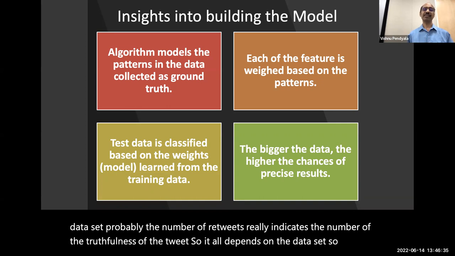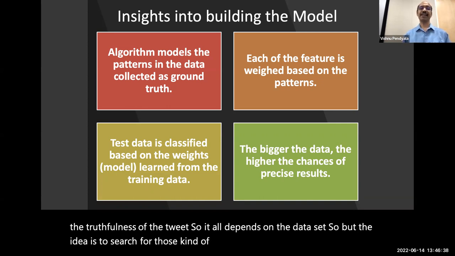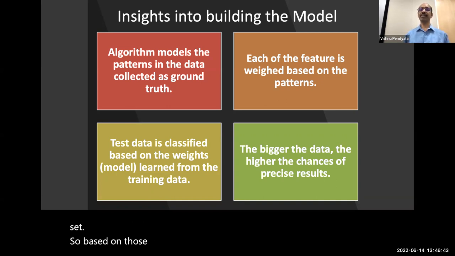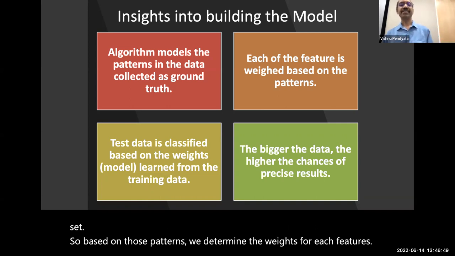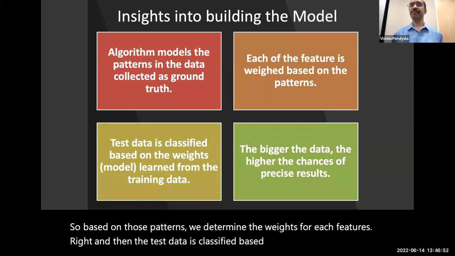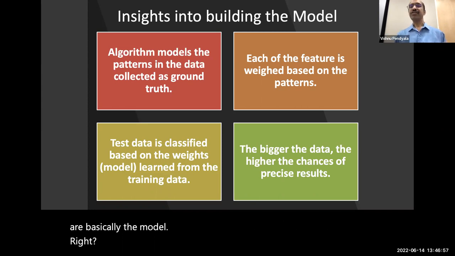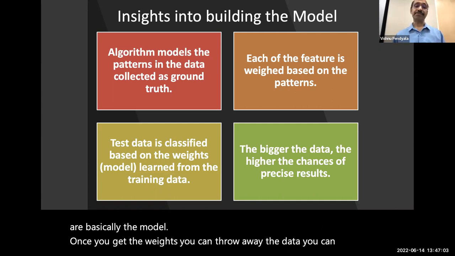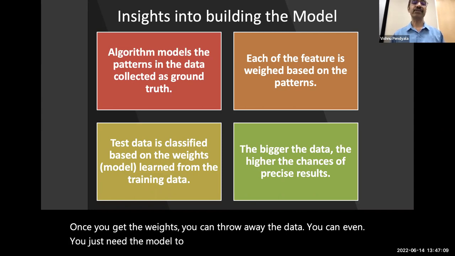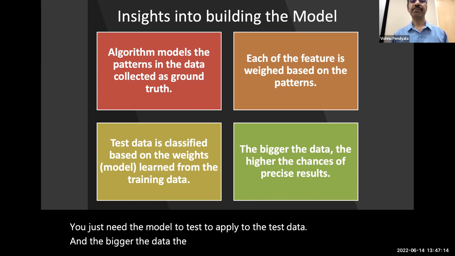But the idea is to search for those kinds of patterns in the data collected as a training data set. So based on those patterns, we determine the weights for each feature, right? And then the test data is classified based on the weights. The weights are basically the model, right? Once you get the weights, you can throw away the data. You just need the model to apply to the test data. And the bigger the data, the higher the chances of precise results.